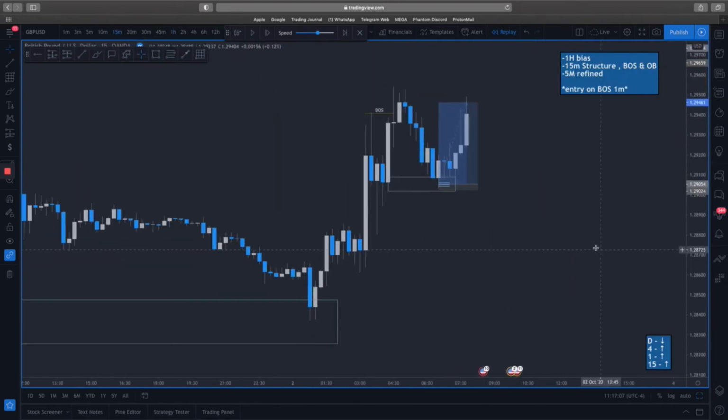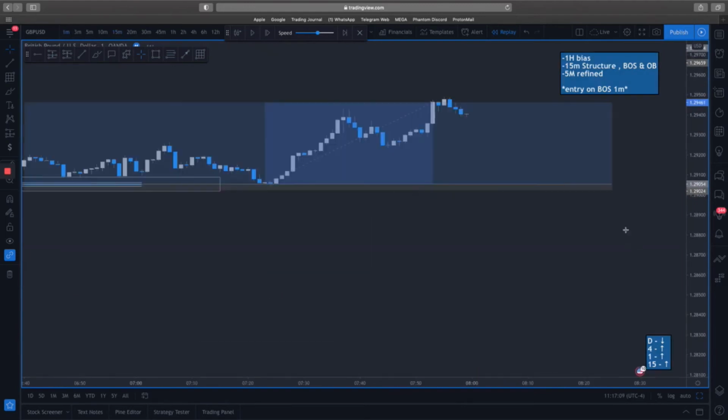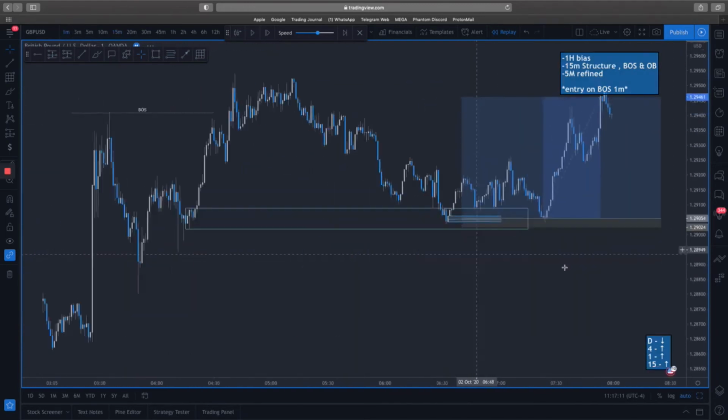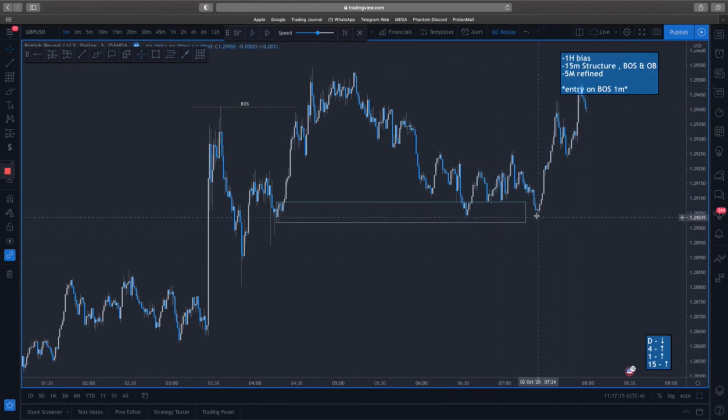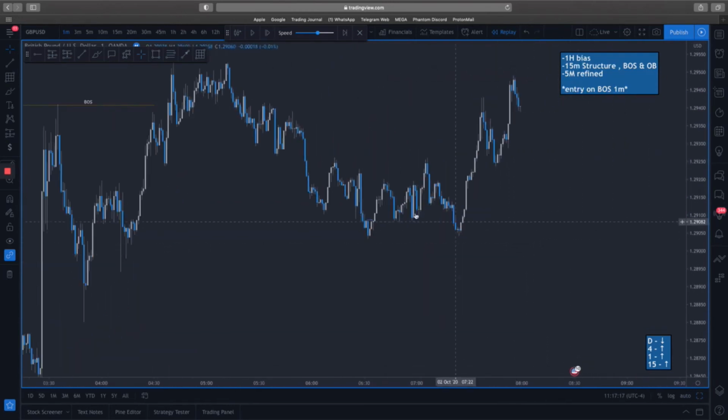Okay. Now I'm going to point out something here on the 1 minute as well. If we look back here, I'm just going to get rid of this. So right here, before it actually tapped into my entry, what do we have? We have these equal lows here. Remember, I was speaking about liquidity earlier. Once you watch those videos, you understand this.